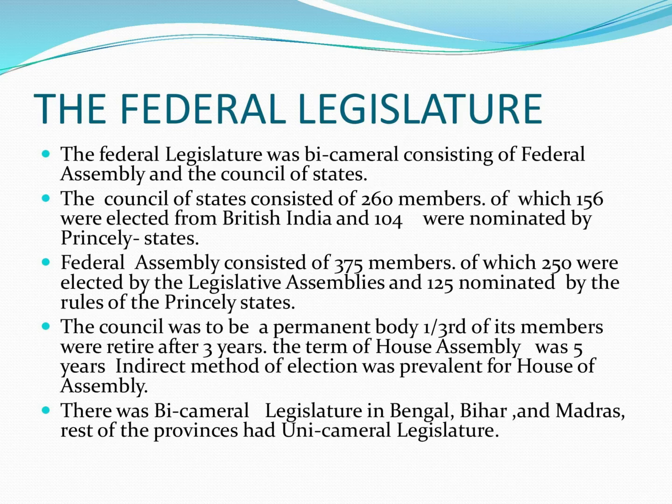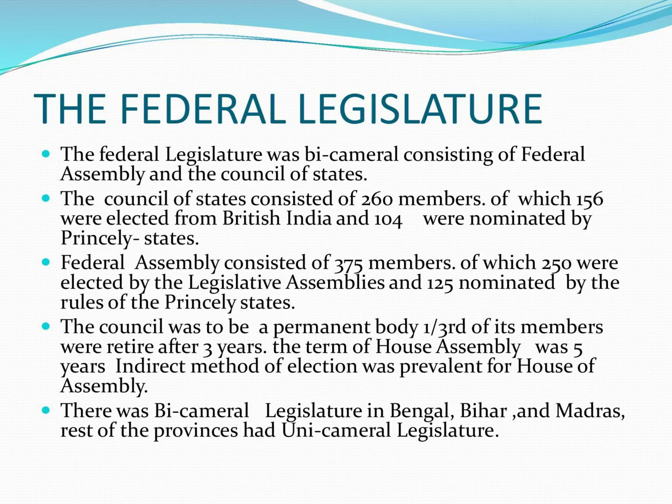Then how did the federal legislature function? Already we know the federal legislature functions with the help of two houses, that is the Council of State and the Assembly. But regarding the formation, the Council of State is a permanent house. One-third of its members were to retire after 3 years. Being a permanent house, only the members will retire, and the house will continue to function with the remaining members. The term of the House of Assembly was 5 years. An indirect method of election was prevalent for the House of Assembly.